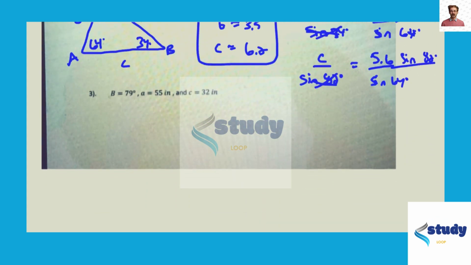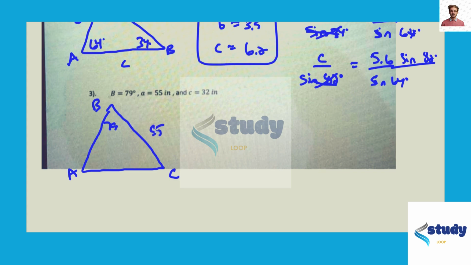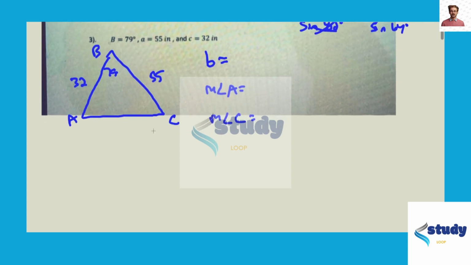Last one. Angle B is 79 degrees. Side A is 55. Side C is 32. So we'll need to find side B, the measure of angle A, and the measure of angle C. Now we cannot use the law of sines in this instance. We'll have to defer to the law of cosines to find side B.